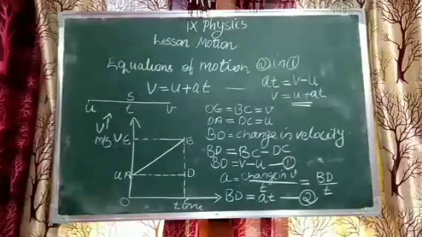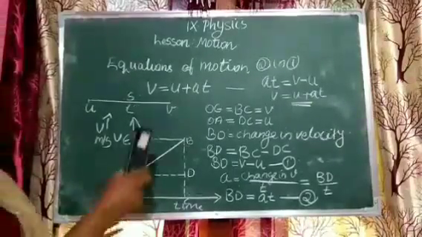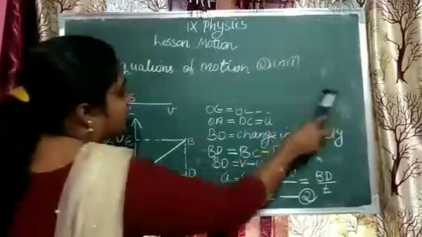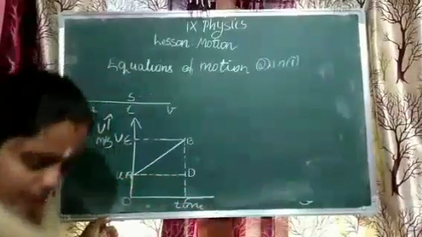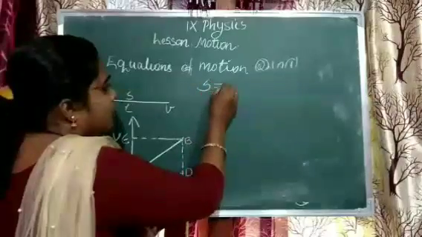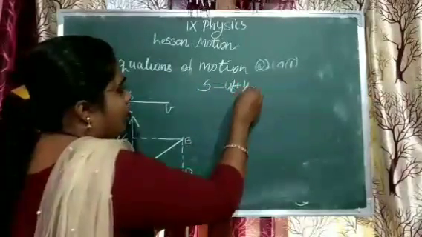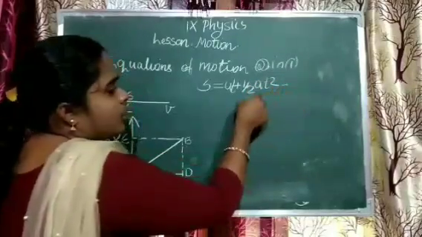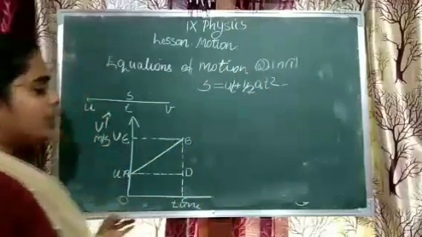Next we can derive the second equation, S is equal to ut plus half a t square. That is the position-time relation, which we are going to derive.